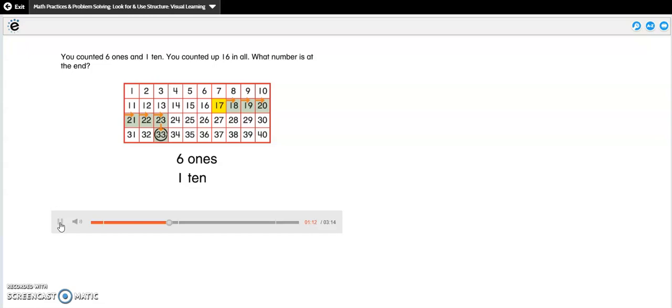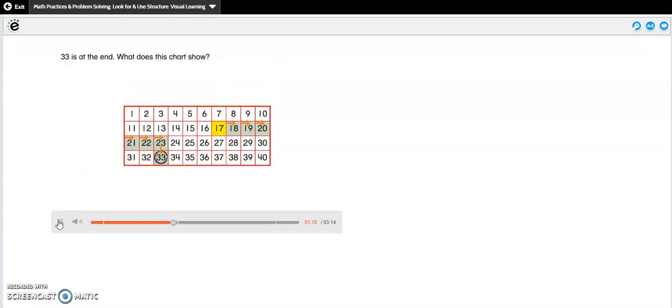What number is at the end? What number is at the end of our counting sequence? We started at 17. What number did we end at? So we counted by ones, then we counted by 10, and where did we end? We ended at number 33. 33 is at the end. What does this chart show?